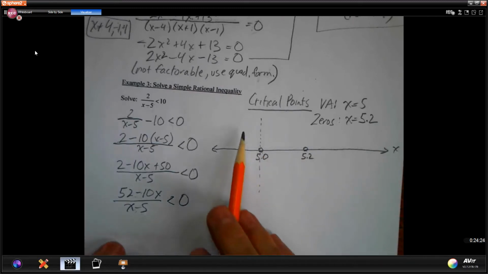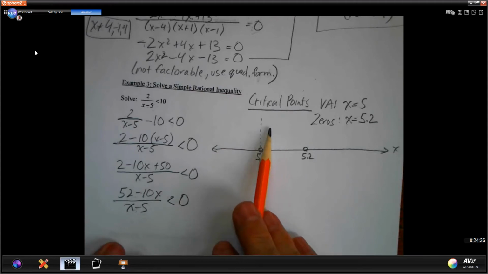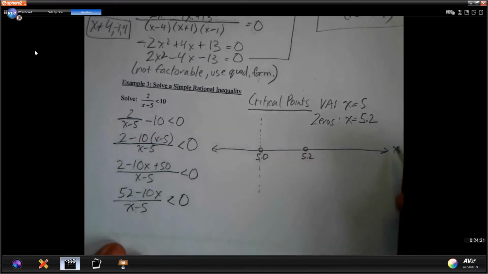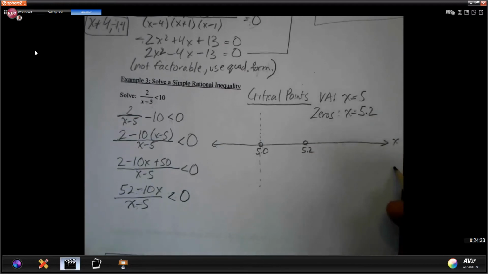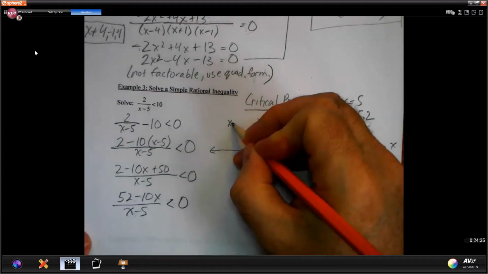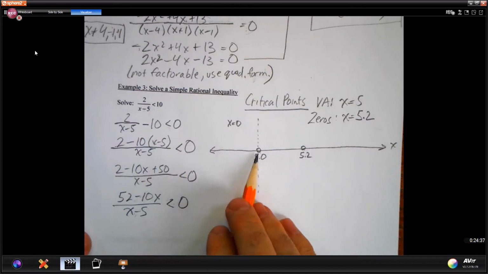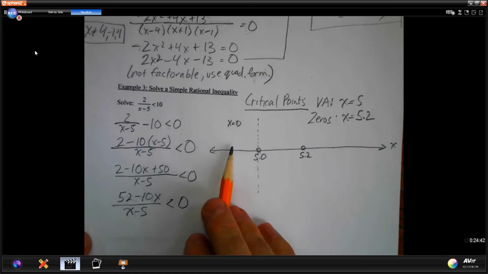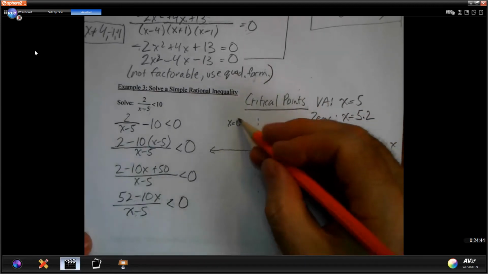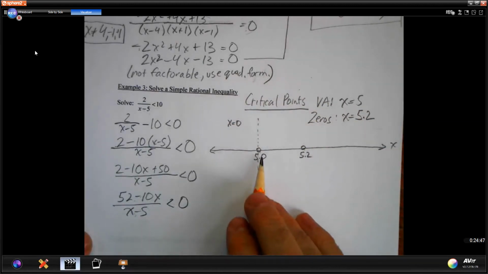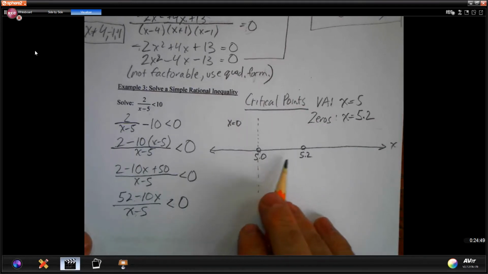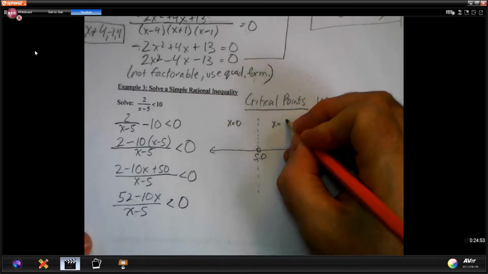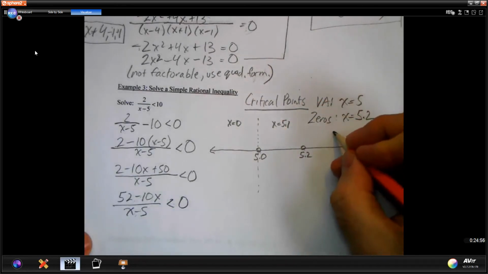So I have the interval between the two values, and the interval greater than 5.2. For each interval, I'm going to determine a test value. For anything less than 5, I always pick 0 if I can, because it makes the calculation easy. So 0 for this interval. This one's a little trickier because it's very narrow compared to the other regions. Something between 5 and 5.2. Well, let's do 5.1.